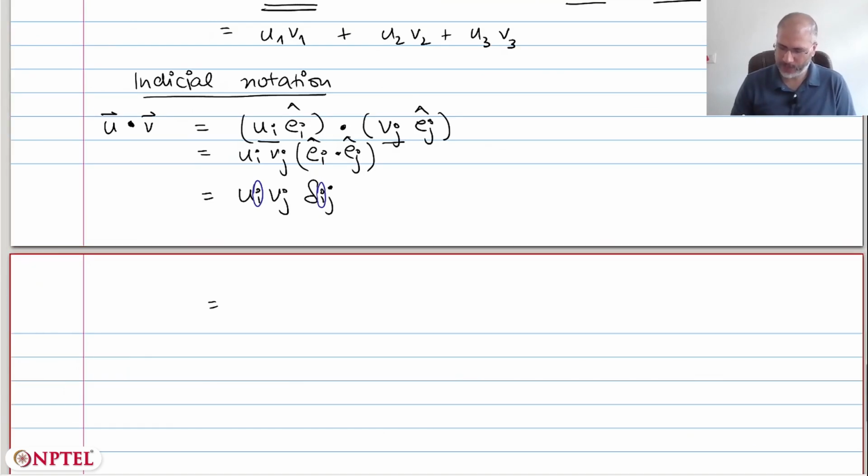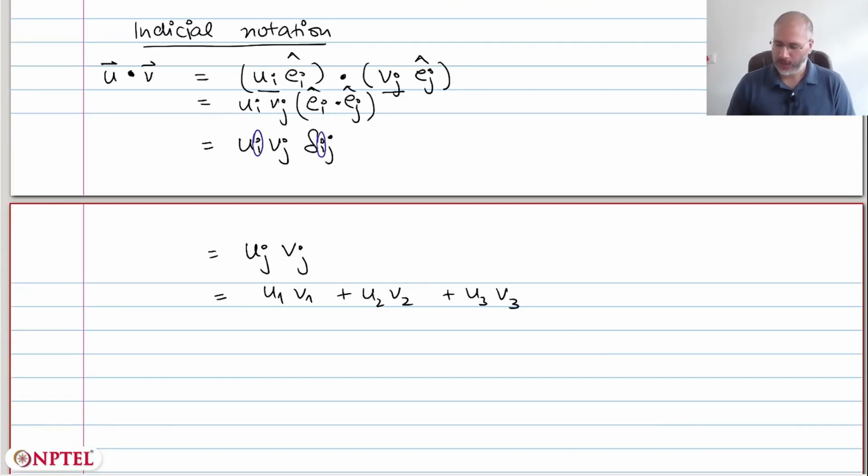So then what we get is, if one of the indices of delta in an expression that multiplies delta with some other tensor is repeated, we can get rid of the delta. So in the final expression, we'll only have u and v, and we replace the index i with the index j. So we get uj vj, and you can easily see that this will expand to u1 v1 plus u2 v2 plus u3 v3. So this is getting the expression using the indicial notation.